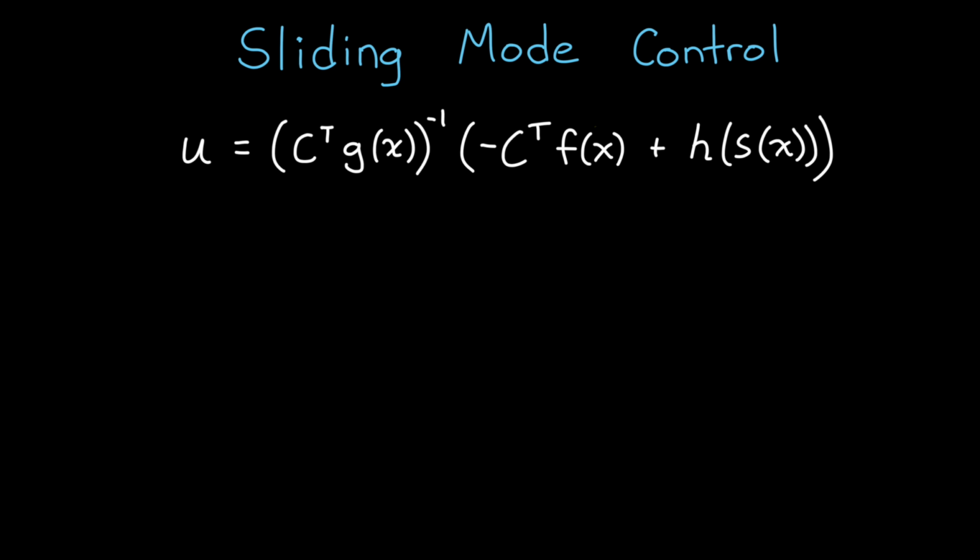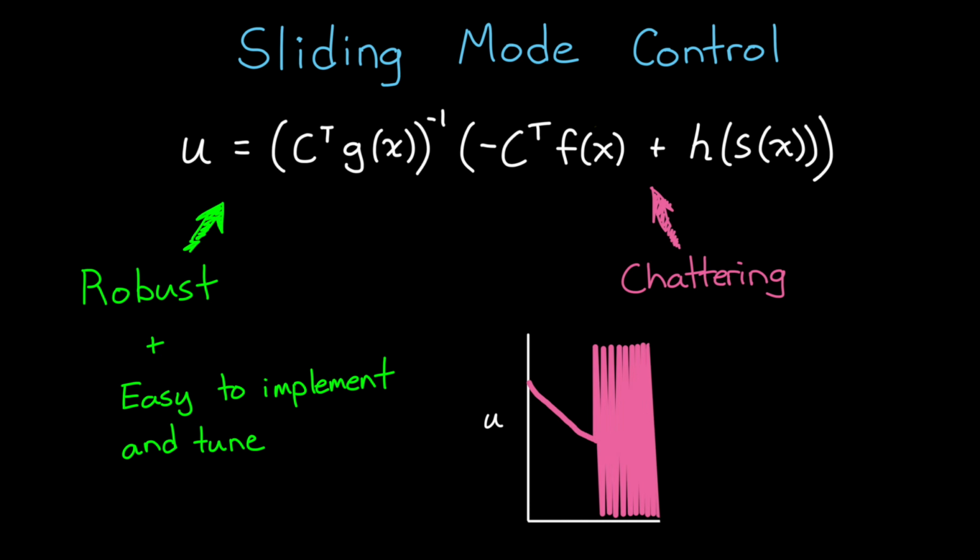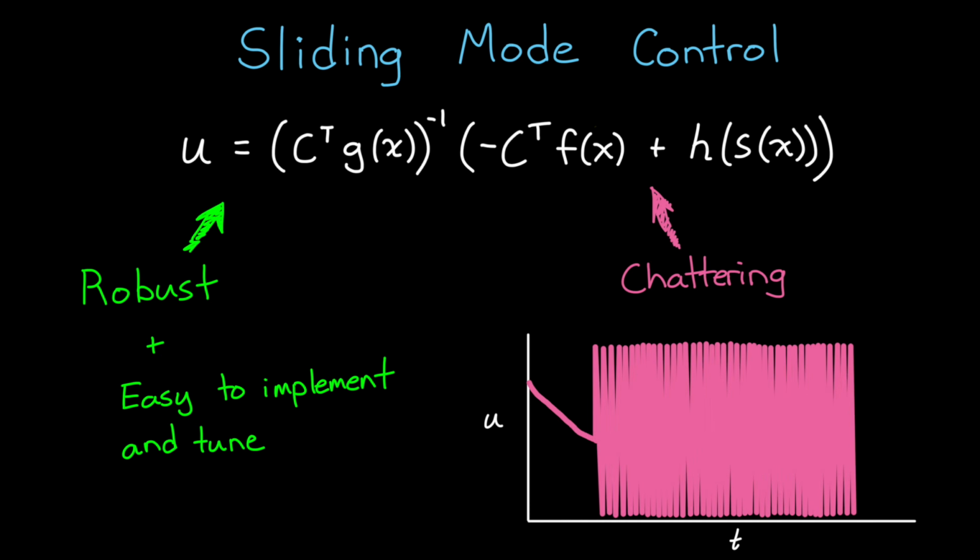Sliding mode control is a nonlinear control law that has a few nice properties, like robustness to uncertainties and disturbances. And it's relatively straightforward to implement and tune. However, one drawback is chattering, where the system state, and therefore the actuators trying to maintain that state, jitter back and forth quickly, which might not be desirable. But there are mitigations for this chattering.